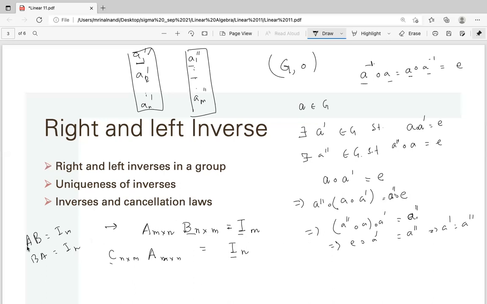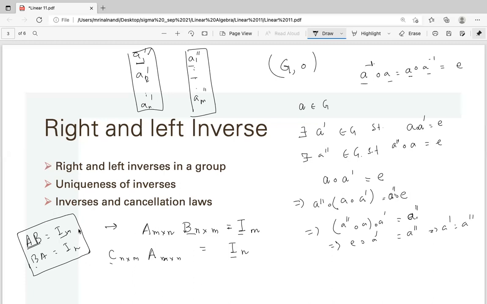The question is, can it exist? If AB equals IM, does there exist some B such that this may happen? We don't know whether this happens or not. But we can't say it is not true. From this we can't say that M equals N. It needs a proof whether M equals N or not.